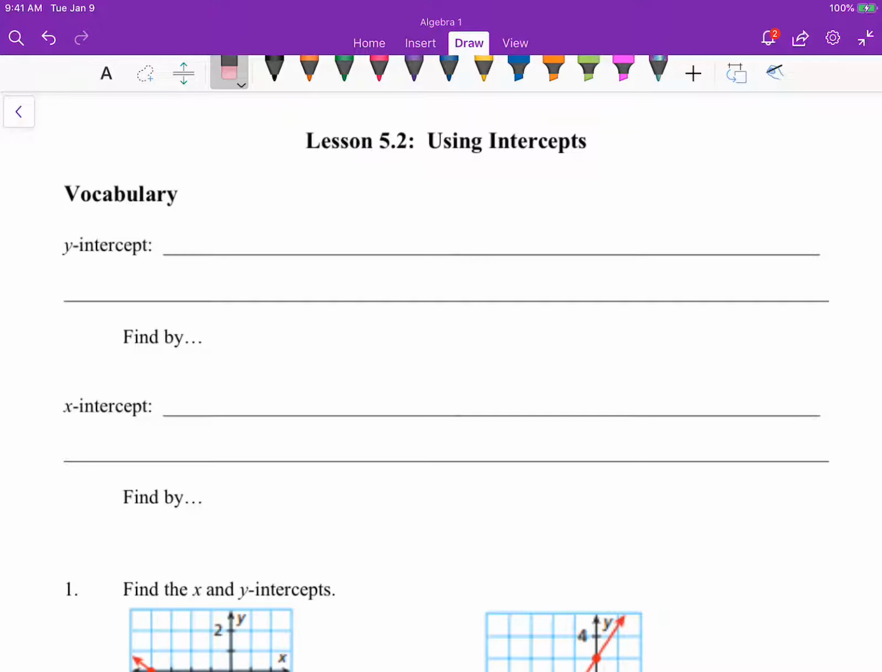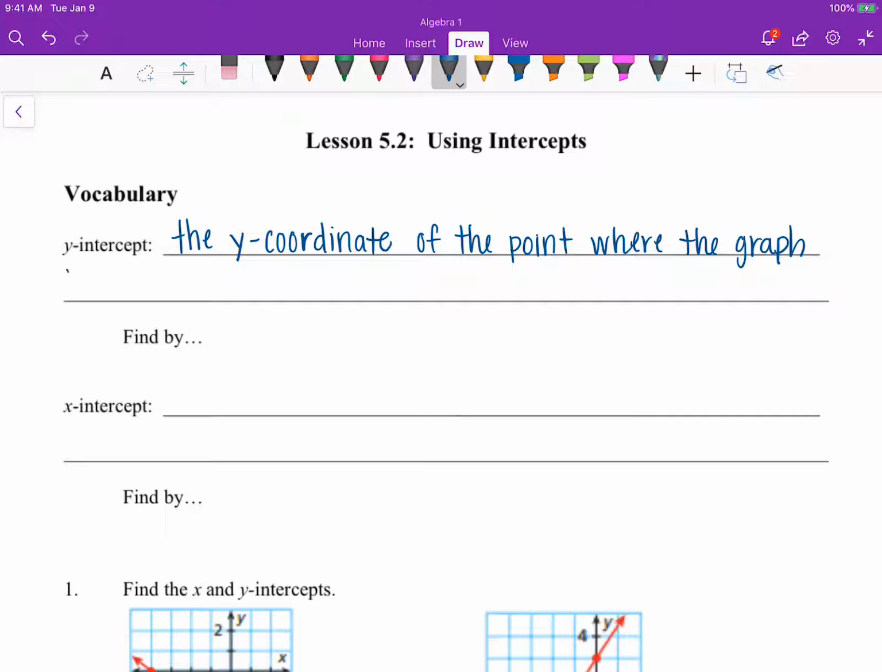So the first vocab word that you have is what a y-intercept is. And what I want you guys to write down for this is that this is the y-coordinate of the point where the graph hits the y-axis. So it's the y-coordinate of the point where the graph hits the y-axis.